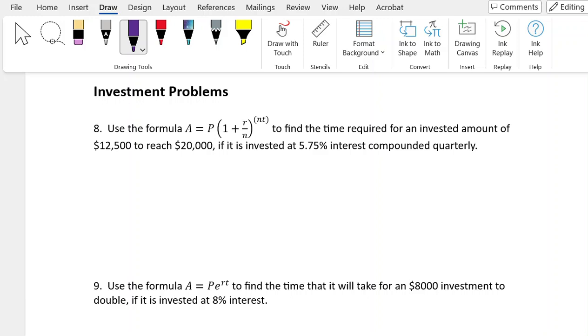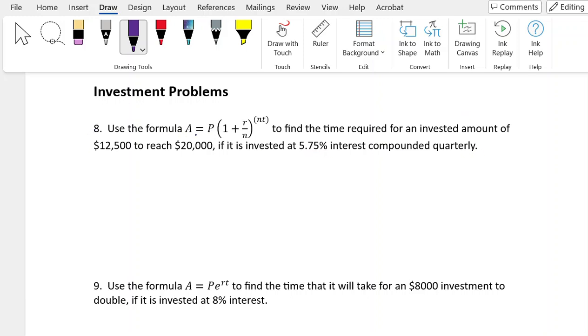In this video, we're going to solve some investment problems. In the first problem, we have the formula for compound interest, and we want to find the time required for an investment of $12,500 to reach $20,000 if it is invested at 5.75% interest compounded quarterly.